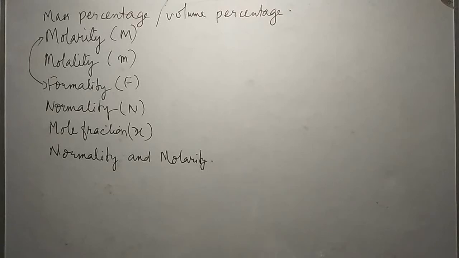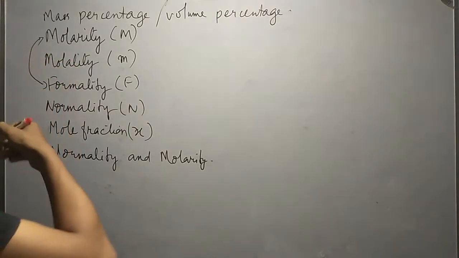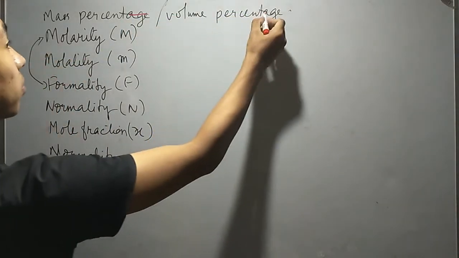We shall discuss the units of concentration. In most chemical reactions, they are carried out in solution, and therefore we must know how to express the concentration of a substance in the solution. The first one that we have is mass percent, or mass percentage, and volume percent.